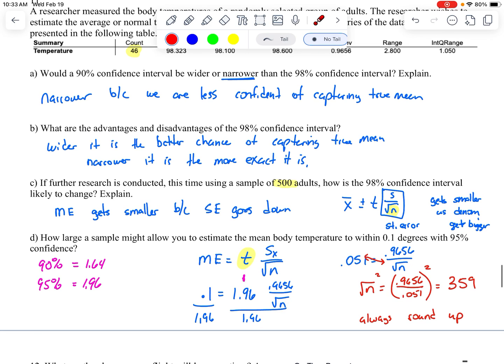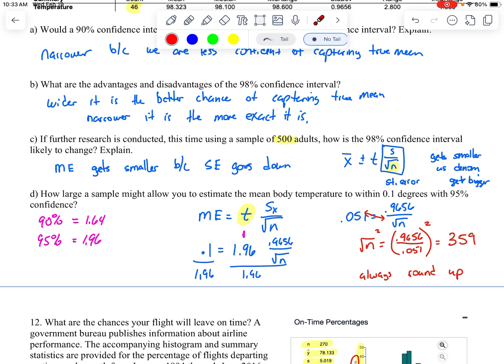So here's where algebra kicks in. We're trying to get n by itself, so my first step was to divide out the 1.96. When we did that, that's .051. But when I had this equal fraction, we know that those two can switch places, so that's why the square root of n comes out, the .051 goes underneath, and then we square both sides to get rid of the radicals. So we get some number, 358 point something, but we're always going to round up, so that's why that number turned into a 359.